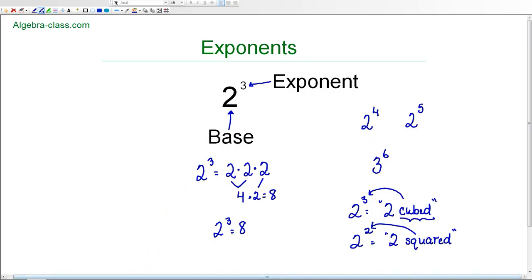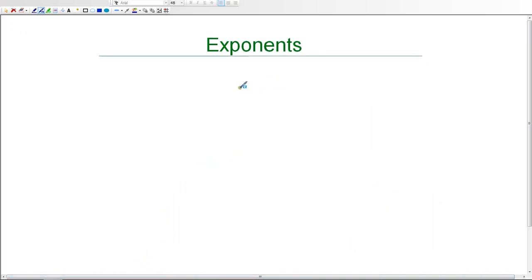Okay, so let's look at another example. Let's say that I have 4 to the second power, or 4 squared. What this means is I'm going to raise my base of 4 to the second power, which means I'm going to multiply it by itself 2 times. So 4 times 4 is 16. And that means that 4 squared, or 4 to the second power, is equal to 16.